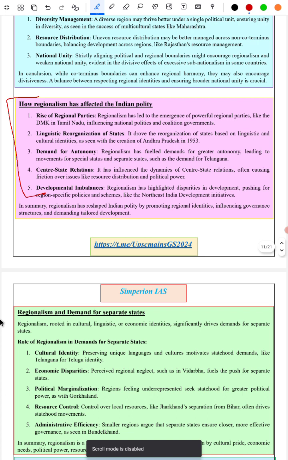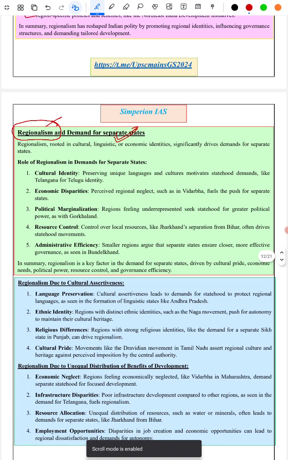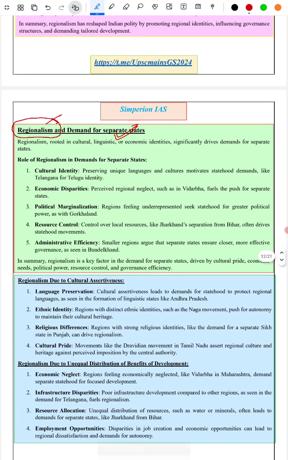We have also covered how regional feelings, because of economic deprivation, cultural difference, or cultural assertiveness, have resulted in demands for a separate state. Next, regionalism due to cultural assertiveness and regionalism due to uneven distribution of the benefits of development. One is people asserting their culture and saying we are of a different culture, we need a separate state or autonomy. Another is people feeling deprived, left out in the growth story of the country, and wanting to course correct it through autonomy or a separate state. This feeling leads to the development of regionalism.